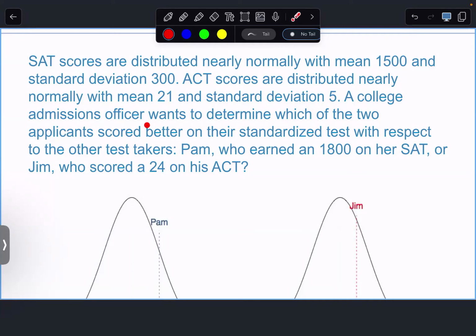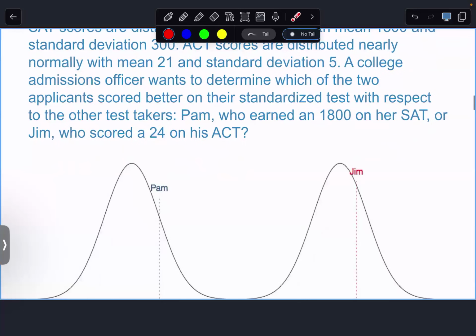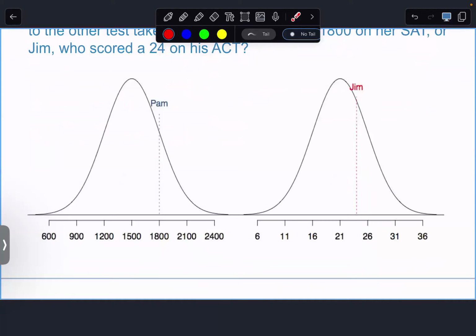A college admissions officer wants to determine which of the two applicants scored better on their standardized test. The SATs and the ACTs are standardized tests with respect to the other test takers, so among their group, Pam, who earned an 1,800 on her SATs, or Jim, who scored a 24 on his ACT exam. What would you do to compare these? Just dissecting your problem solving skills a little bit.